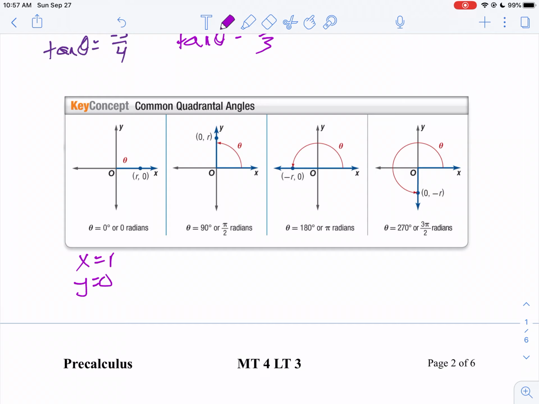If it's a 90-degree angle or pi over 2 radians, x would equal 0 and y would equal r. If it's pi or 180 degrees, x equals negative r and y equals 0. And if you have 3 pi over 2 radians or 270 degrees, x equals 0 and y equals negative r. Then we can use those angles.